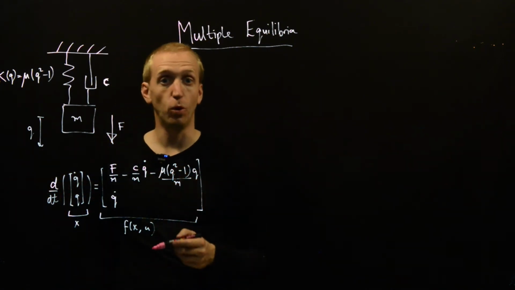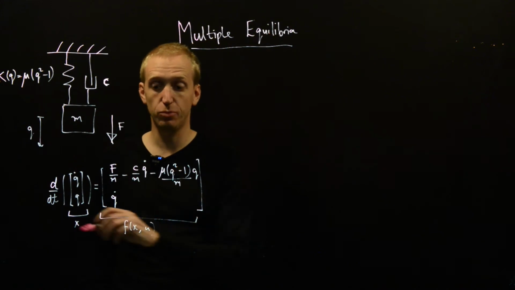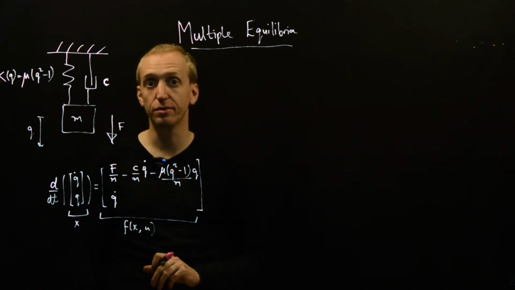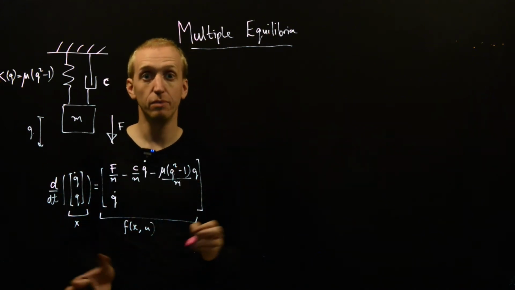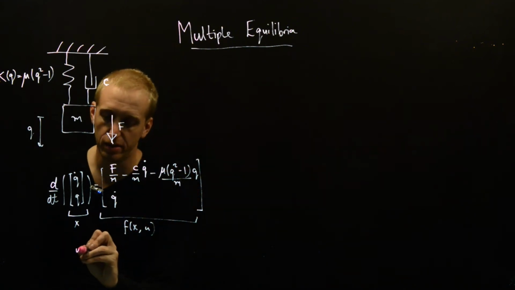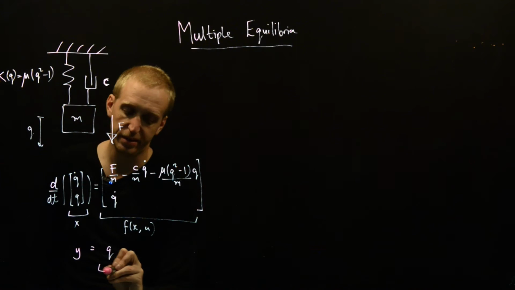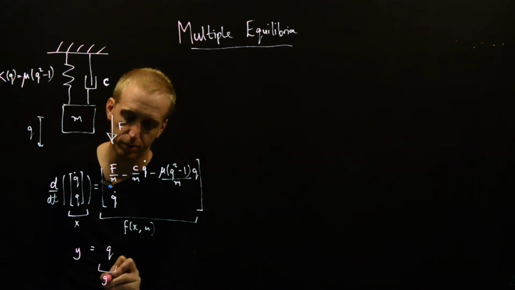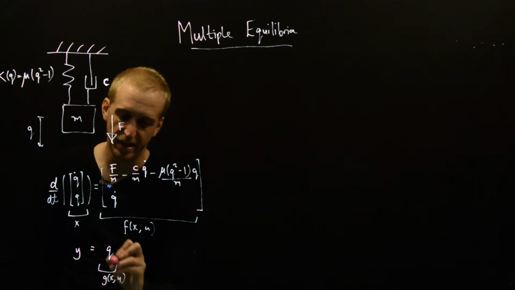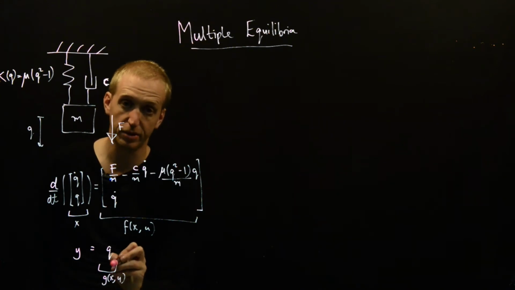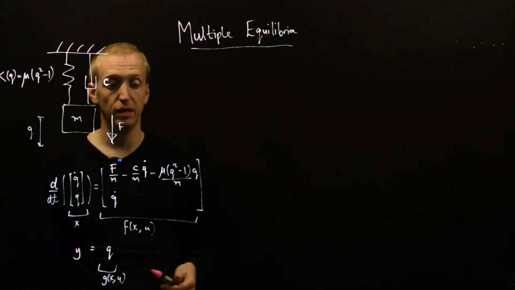And if we wanted to define particular outputs of interest, we could just define our g equation through that. So suppose we're interested in the position of the mass, then we just say y is equal to q, and this is also of the form g of x, u. Everything just depends on entries of the state and entries in the input.